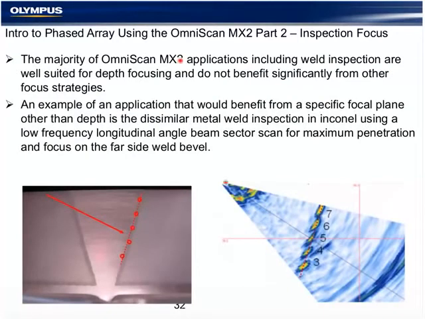And an example of why we would use some other type of focus strategy, here we have an Inconel weld with an Inconel clad layer and a carbon steel base material, and from the probe exit position, we're focusing directly on the far side weld bevel in several passes. So our results are improved significantly by changing the focal plane in these type of inspections.